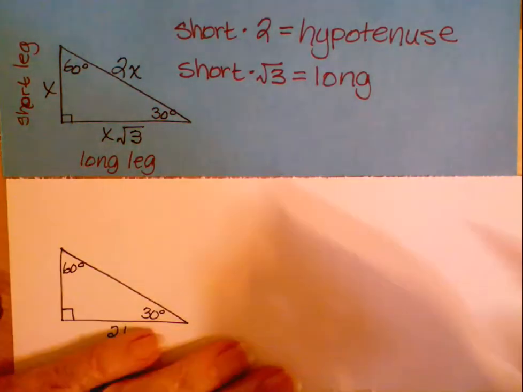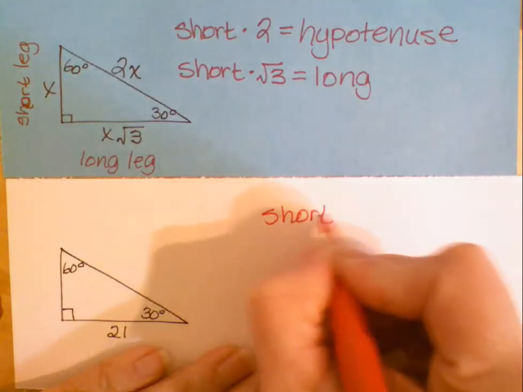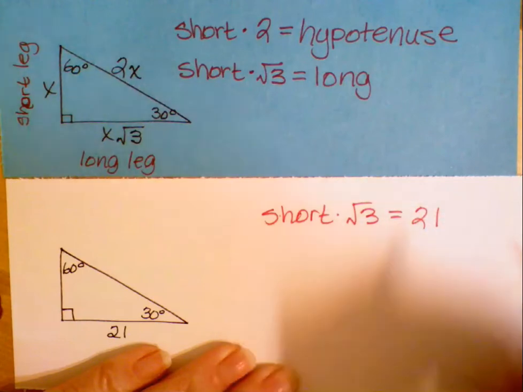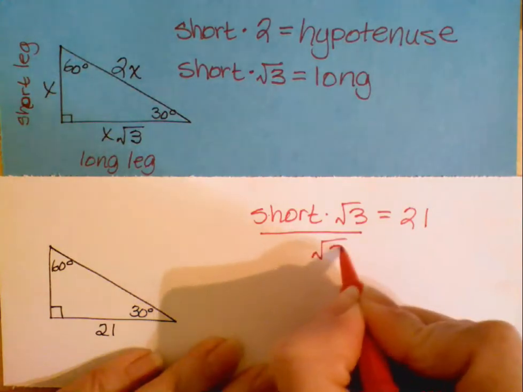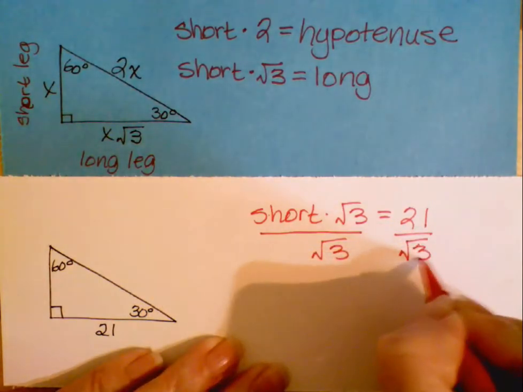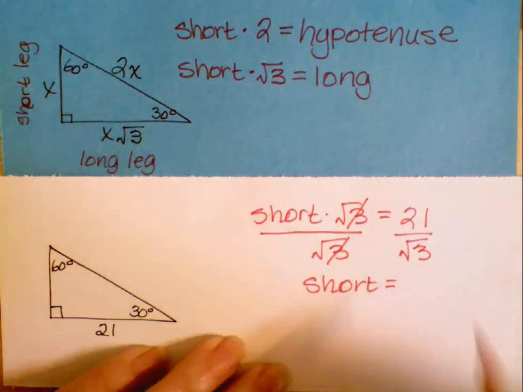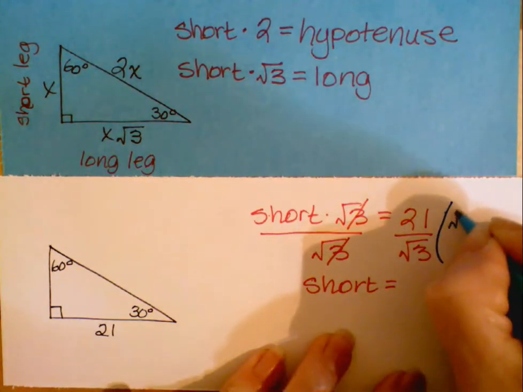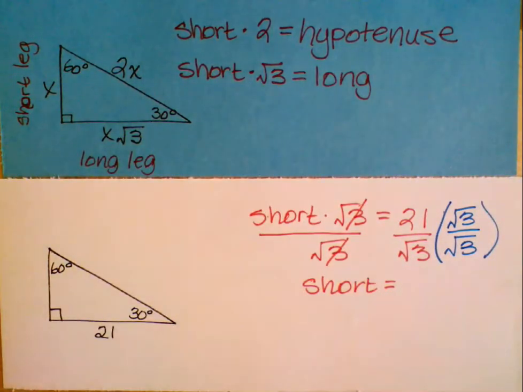So the same process applies. We're going to start with this second relationship. The short leg times the square root of 3 has to equal the length of the longer leg, 21. And there again, to get that short leg isolated, we're going to divide by the square root of 3 on both sides. Now we mentioned in a previous video that anytime we have a radical in the denominator, we have to rationalize. And rationalizing involves multiplying that fraction, both the numerator and denominator, by that radical that's in the denominator. So here I want to multiply by the square root of 3 over the square root of 3. Effectively, we're just multiplying by 1.